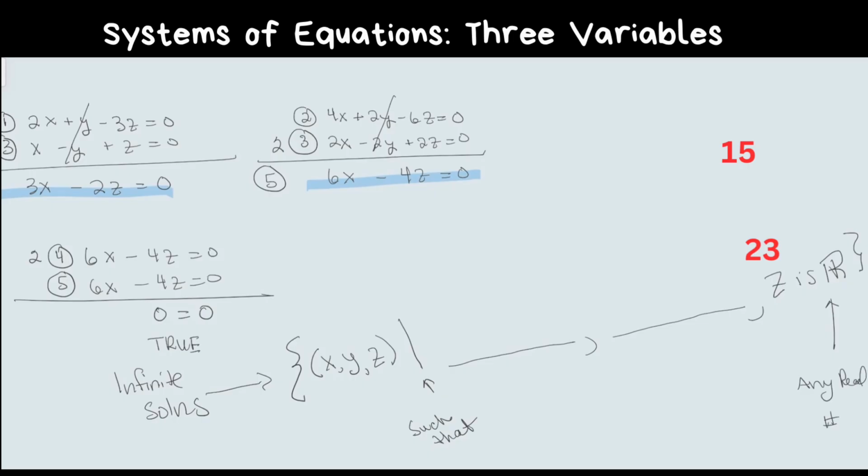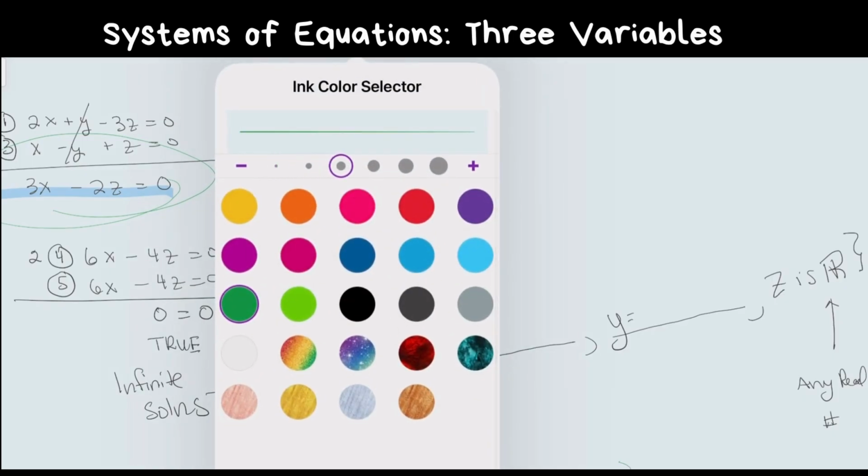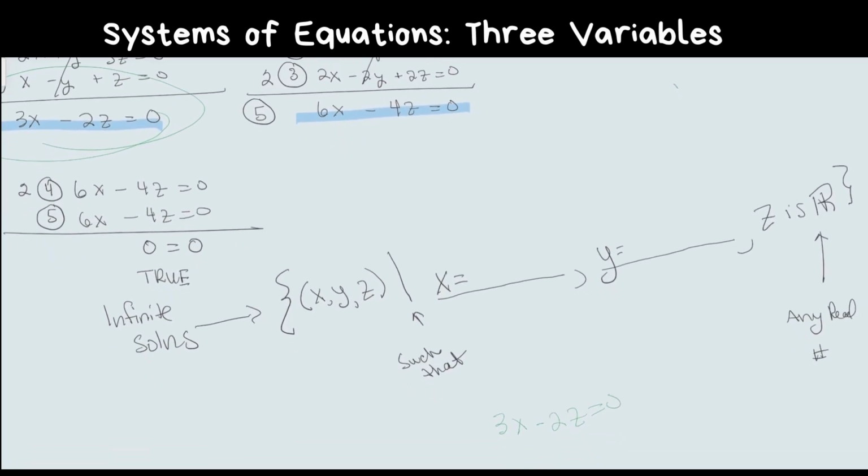All right, so what is y and what is x? Here it's going to be an x equals, and here it's going to be a y equals. Well, if you come up to any equation, I'm going to use this one right here, our number 4 equation. Number 4 was 3x minus 2z equals 0. If I solve this, 3x is equal to 2z, which means x is equal to 2/3 z. So is there a relationship with x and z? Yes, and that is the relationship.